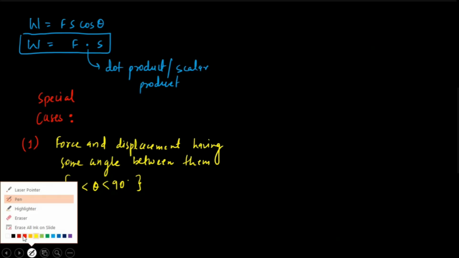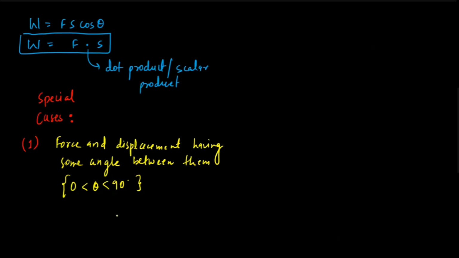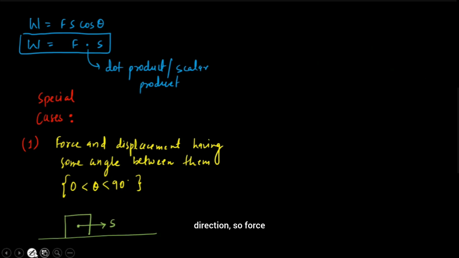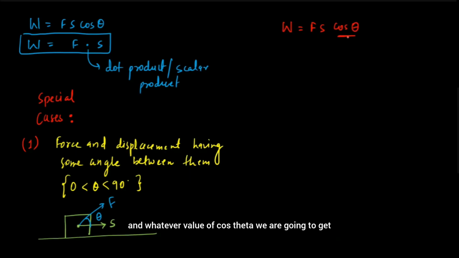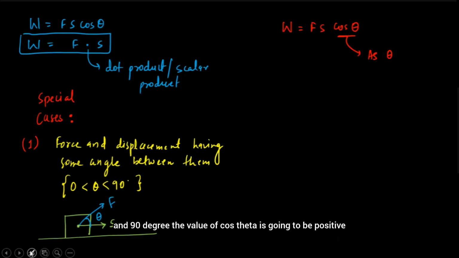Now what will happen here is, because of this theta, if you look at the diagram of the force and displacement, we can assume that if displacement is taking place in this direction, the force must be acting at some angle theta. And if this theta lies between 0 and 90 degrees, what we can understand here is that work is going to be F s cos theta, and as theta lies between 0 and 90 degrees, the value of cos theta is going to be positive.